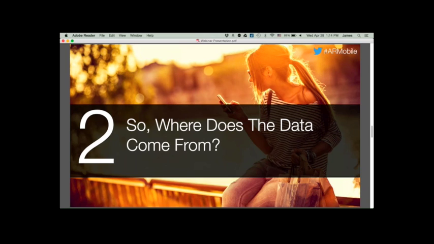Yeah, so talk about the strengths of deterministic and its weaknesses, and the strengths of probabilistic and its weaknesses. Sure. So for deterministic, the strength is it's accurate because it's real logged-in users.